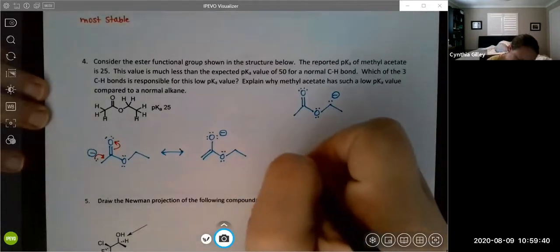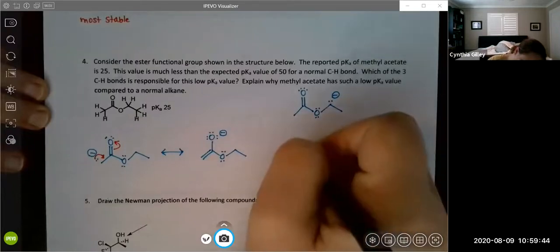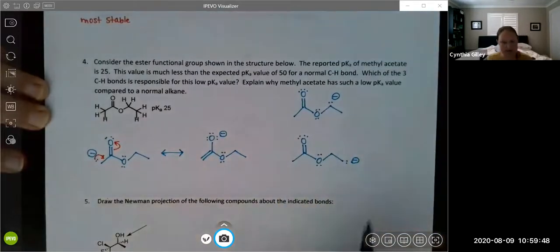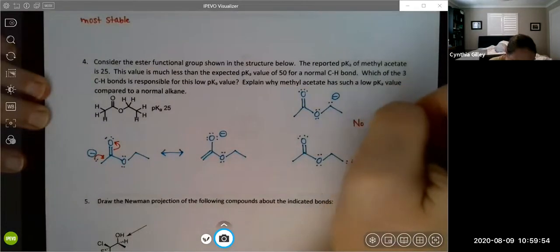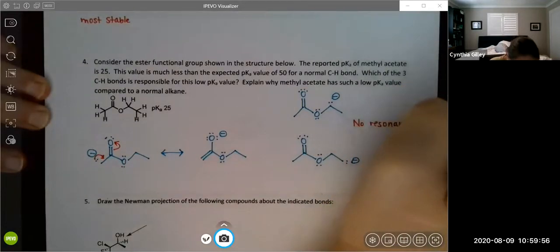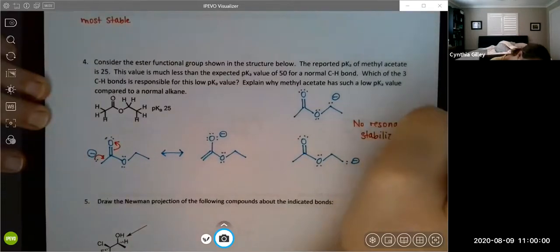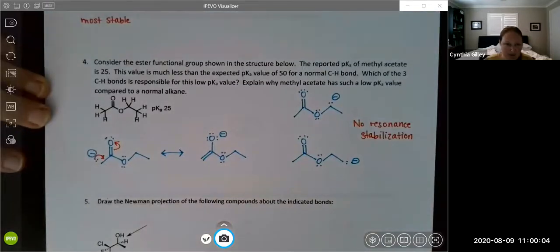In addition, same thing if you had removed a proton on the end, right? This is not resonance stabilized at all. So these have no resonance stabilization, right? So they're not very stable, which means that those protons are not very acidic.